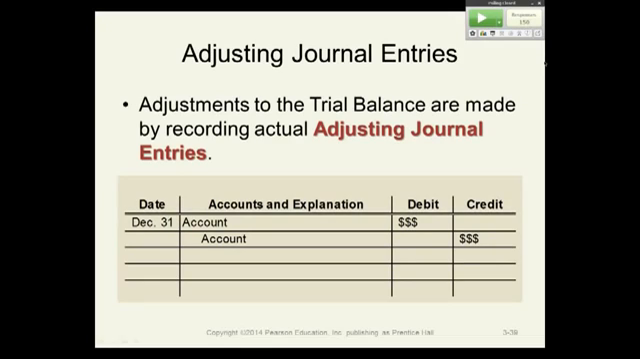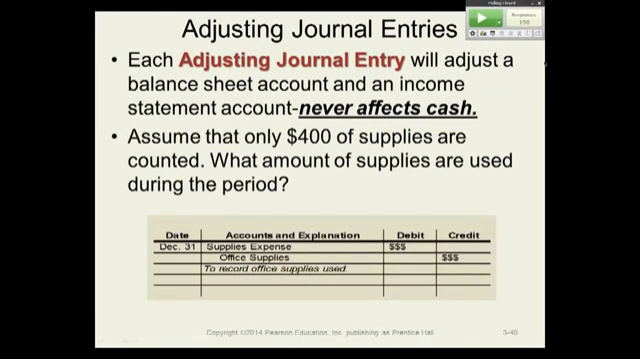$400. So you have to think about ways to analyze transactions, and I was mentioning this during office hours. It's pretty easy, but using T accounts would certainly help. So the accounts that we're going to adjust here, we know we're going to credit office supplies, and the debit goes to what? An expense. Office supplies expense.